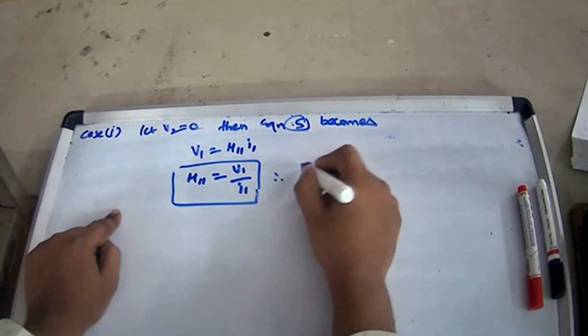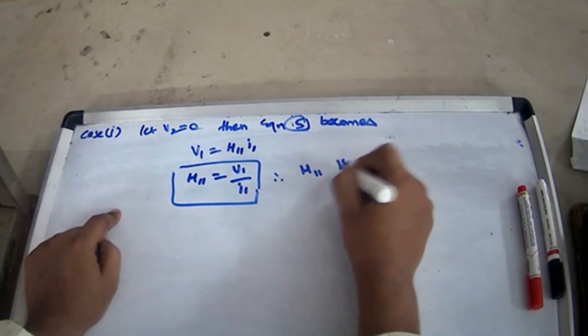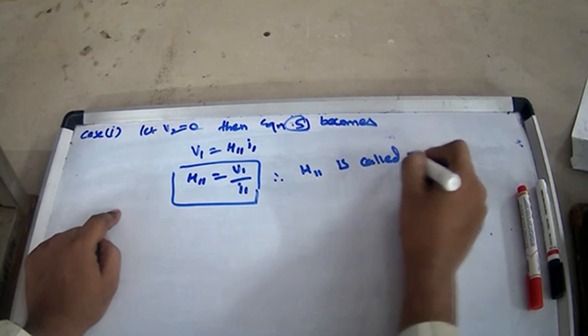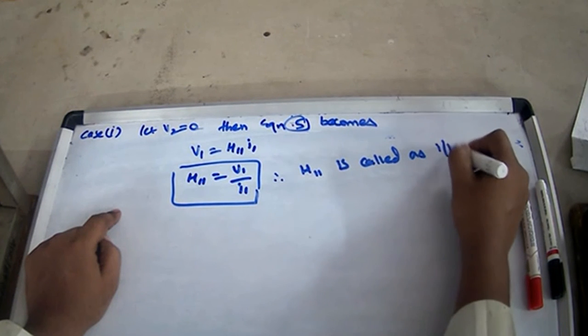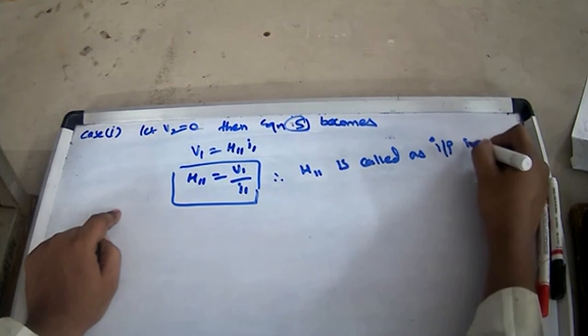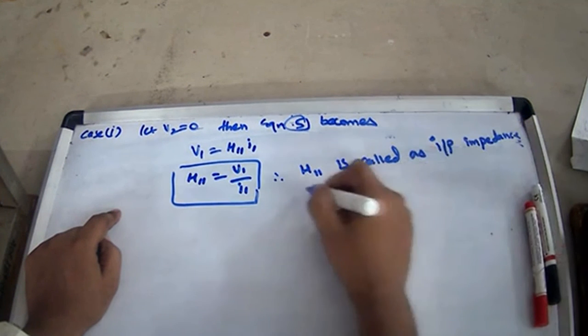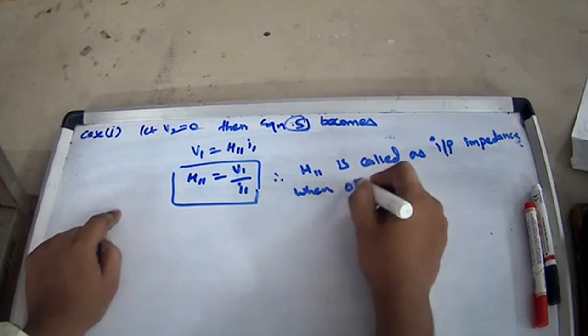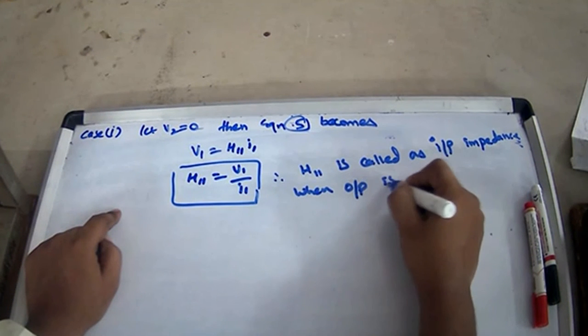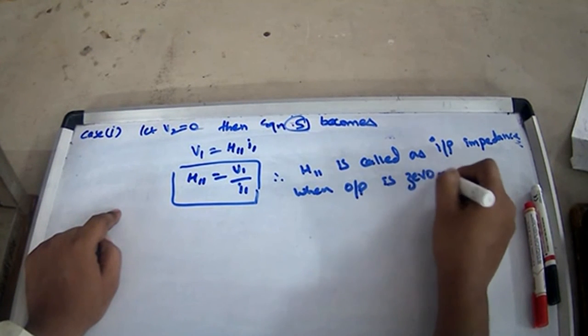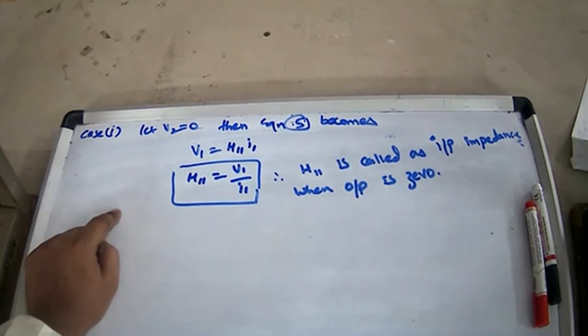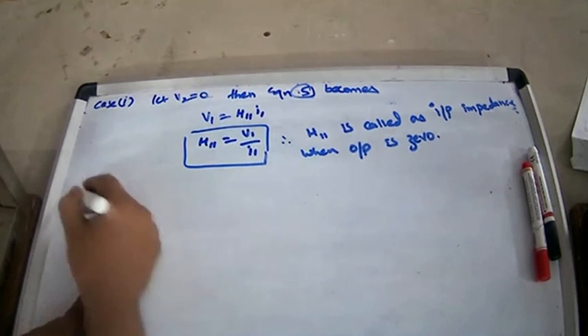Okay. So therefore H11 is called as input impedance when output is 0. This is the first case. Now let's go ahead with the case 2.